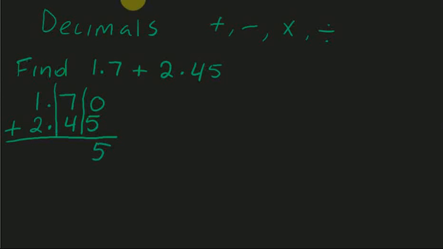Now 0 plus 5 is 5. 7 plus 4 is 11. So the 1 goes there below the 7 and 4, and then the 10th number goes there. So you're moving from right to left. So your decimal point comes down. Now you have to add 1 plus 1 plus 2 is 4.